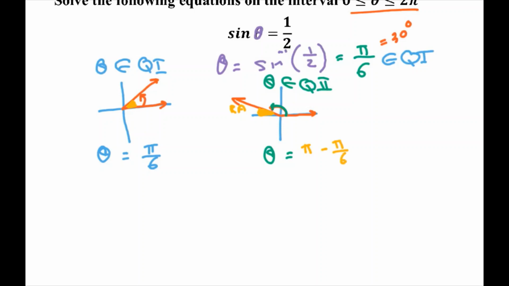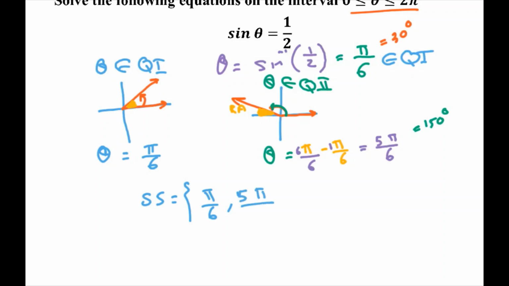You can calculate this: make pi equal 6 over 6, using common denominators. 6 minus 1 is 5. So 5 pi over 6, which in degrees is 150 degrees. So I have 30 degrees and 150 degrees. If you want to check your answer, you take the calculator and put sine 30 or sine pi over 6, and you will get 1/2. Sine 5 pi over 6, or 150 degrees, you will also get 1/2. So you have two solutions. My solution is pi over 6 and 5 pi over 6.